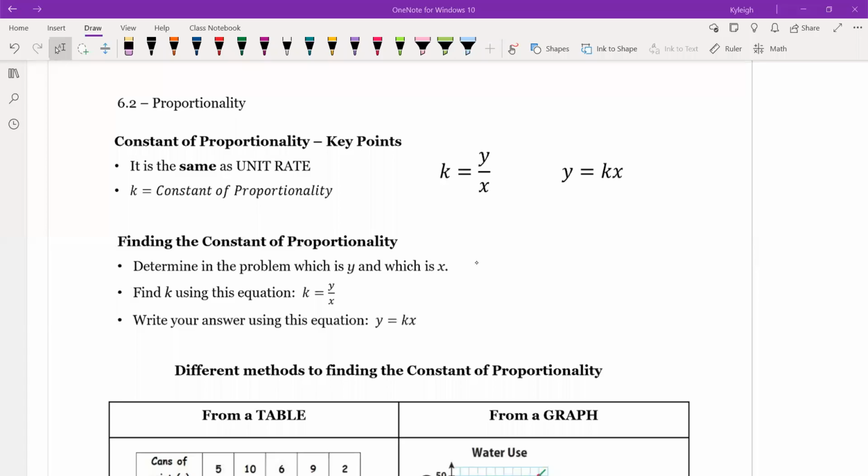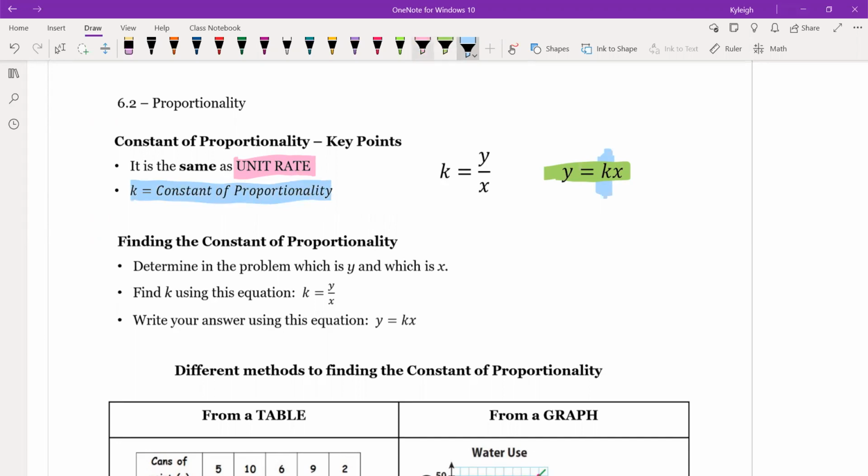Right, so we're going to talk about the constant of proportionality. Here's a big key though, that it's the same as the unit rate. So we're just finding the unit rate of everything. But we're taking it a step further, and it has an equation, and the equation is y equals kx, where k is the constant of proportionality. Okay, so k is the constant of proportionality.